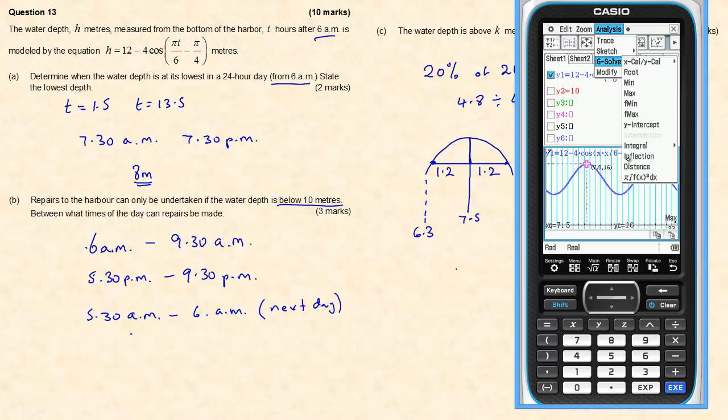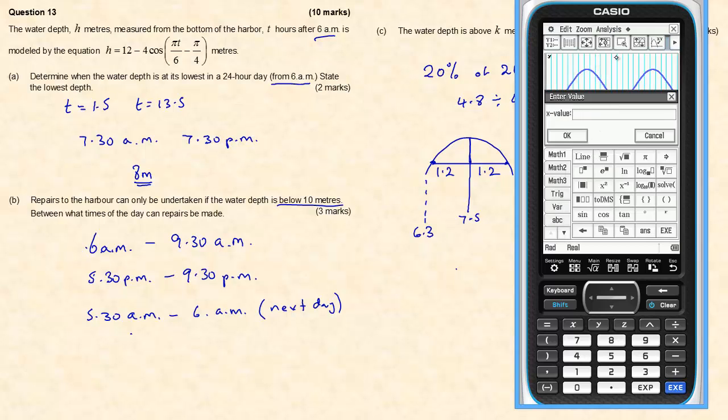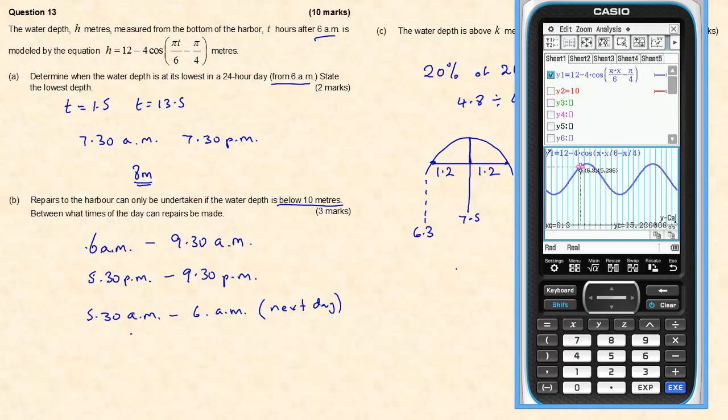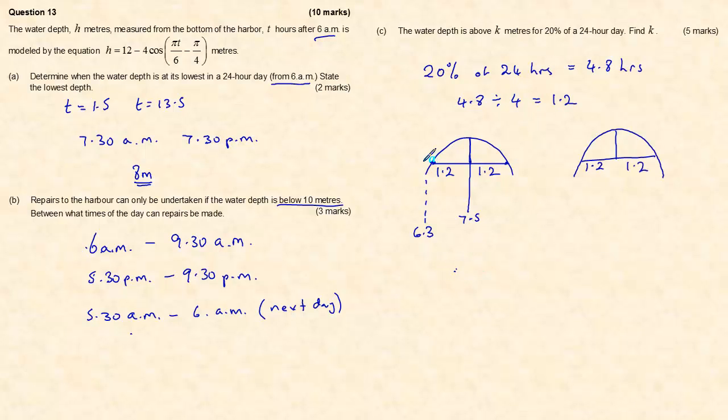So analysis G-solve, we want a y calculation when x is 6.3. So that gives us the height of the curve there, and we can see that the height is 15.24. And that's K. K is equal to 15.24. That would be in meters, because we can see that it's going to be above that level for 20% of 24 hours.